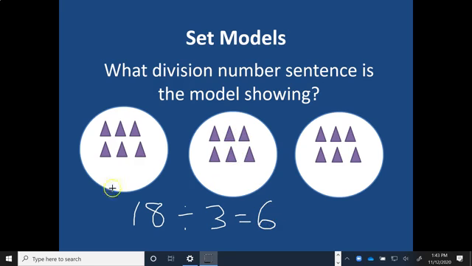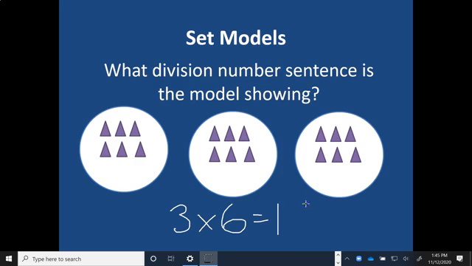And I think this model can help you if you already know it for multiplication. And so if I were to figure out a multiplication sentence to go along with this, I would do 3 groups, 6 in each group, and that would equal 18. So again, they're related, and here's a sound effect that I really enjoy.